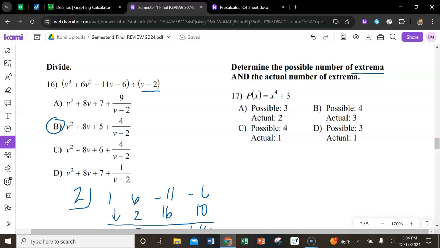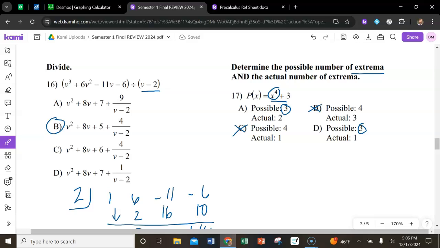Extrema is turning points of a graph, and the number of turning points that a polynomial can have is 1 less than its degree. So I know that the possible number it can have is 3. So it's either A or D. To find the actual, I would just graph this and see how many actual turning points it has.